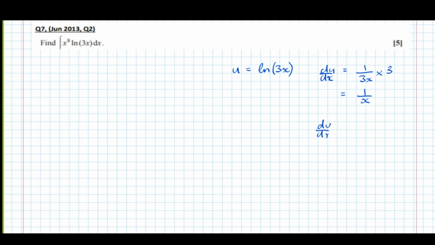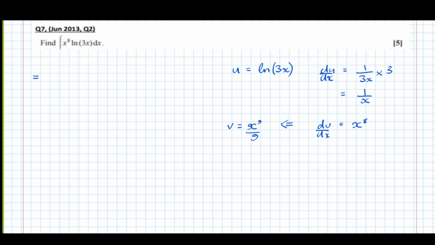dv by dx equals x to the 8, which means that v equals x to the power of 9 over 9. Add 1 to the power, divide by the new power. So now we're ready to do integration by parts.